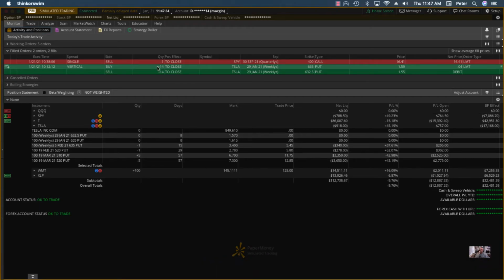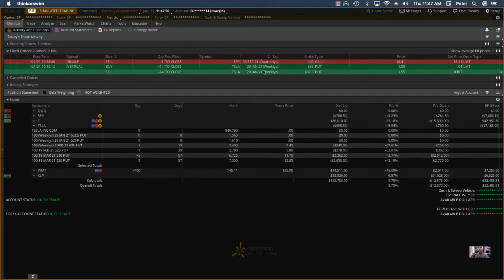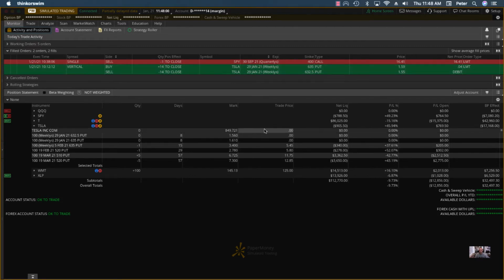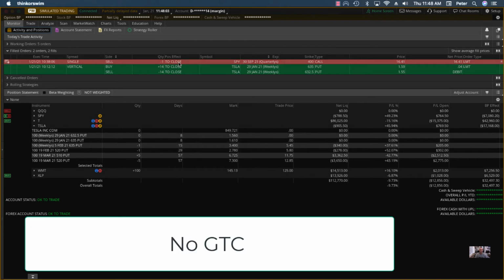My GTCs filled, and then a couple others I sold out because they were at the 80% profit margin, and we were supposed to get out at 50%. So you can see here I closed out my vertical because that was at 80%. Don't pay attention to that call that was selling off, that's for the model account. But you can see my GTC did place for the verticals at 80%. Or it wasn't a GTC, it was me actually going in and doing it.